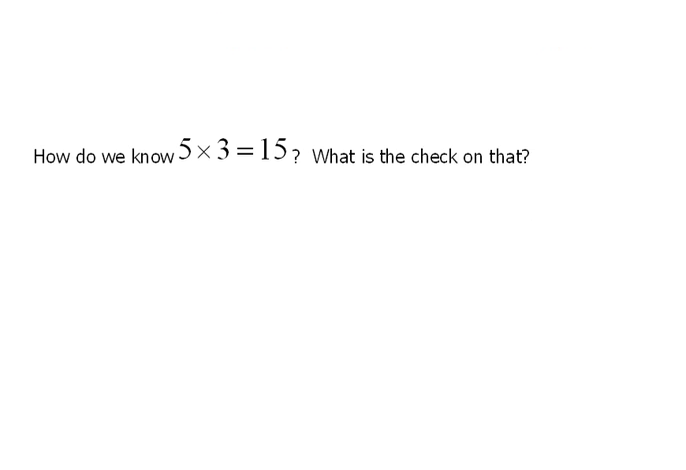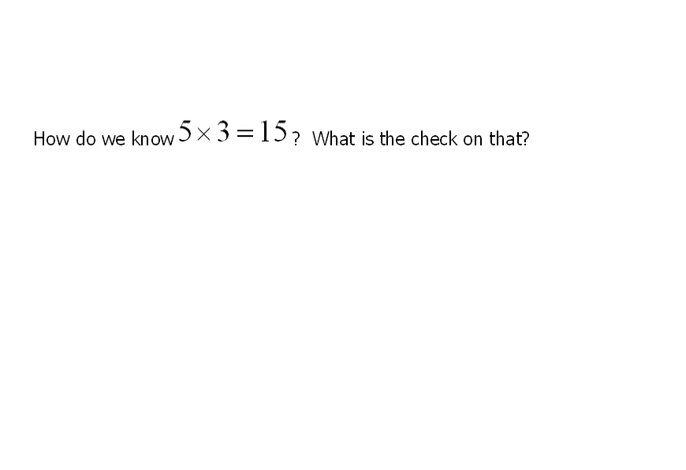Okay, really quickly, let's talk about multiplication. What is the opposite of multiplying? That would be to divide. So if I had 5 times 3 equals 15, let's go with the same idea we just talked about. What would be the opposite of multiplying by 3? That would be to divide by 3, right?